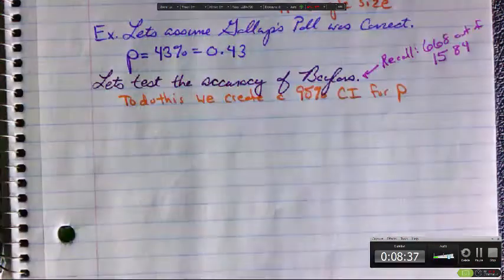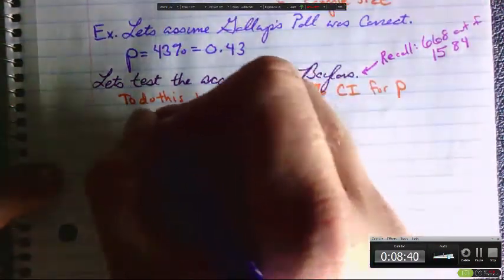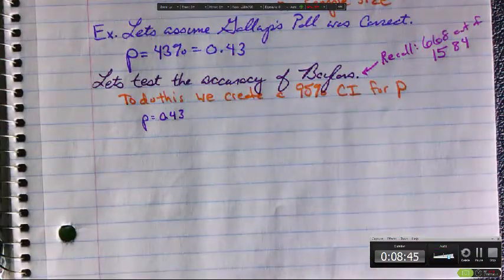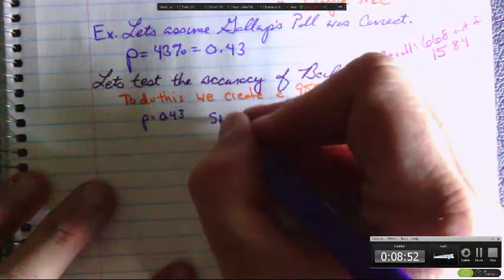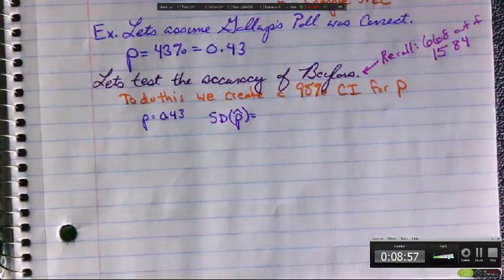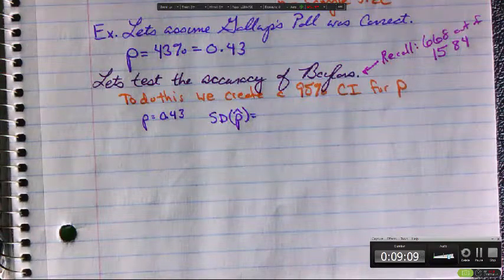Alright, we're going to create a 95% confidence interval. To do that, we need two things. We need to know what P is, which we've already stated, P is 0.43. And we need to know what the standard deviation of our sample would be. What's the one thing that will affect the standard deviation of your sample? We're talking about proportions. You said it. Sample size.